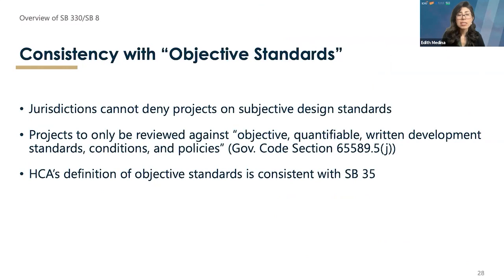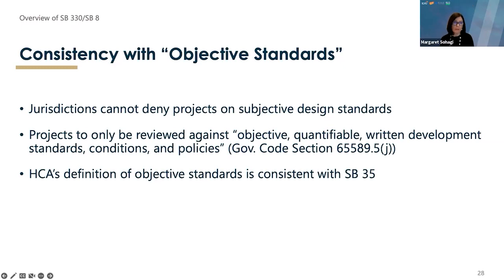So jurisdictions cannot deny projects on subjective design standards, and, I know it's a repetition here, projects are to be reviewed against objective, quantifiable, written development standards, conditions, and policies. And again, the definition for objective standards, and here I want to point out that the definition in SB 35 is the same and consistent with SB 330, which states that it involves no personal or subjective judgment by a public official and is uniformly verifiable by reference to a criterion knowable by both applicants and public official.